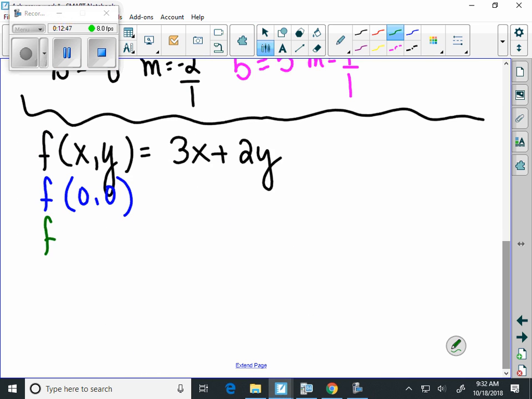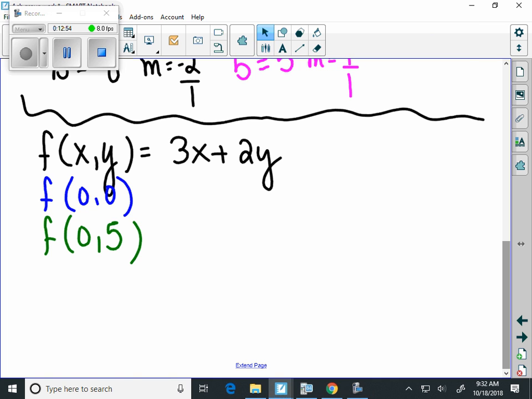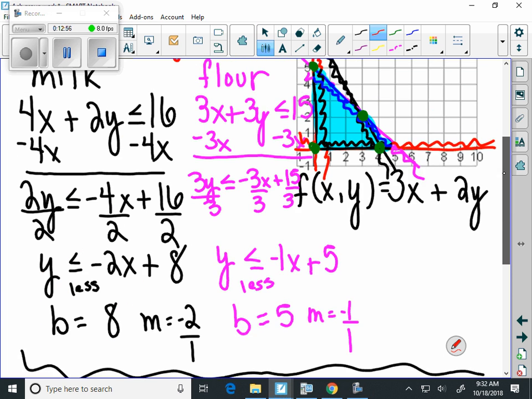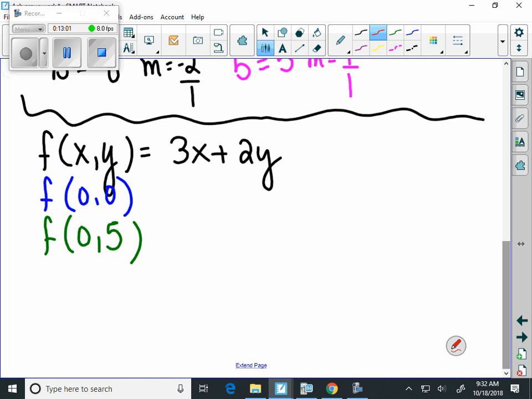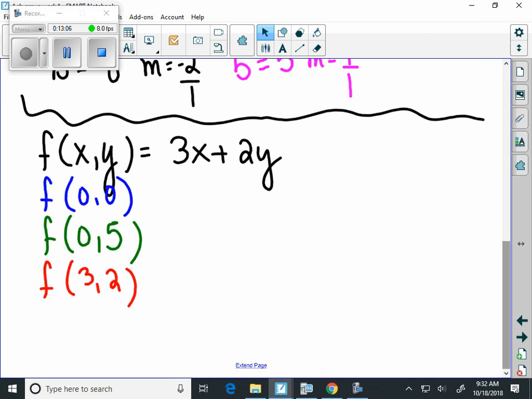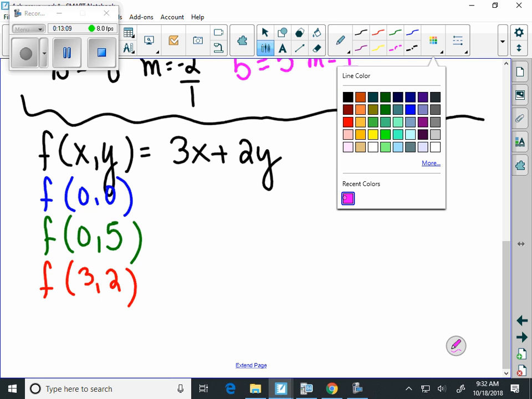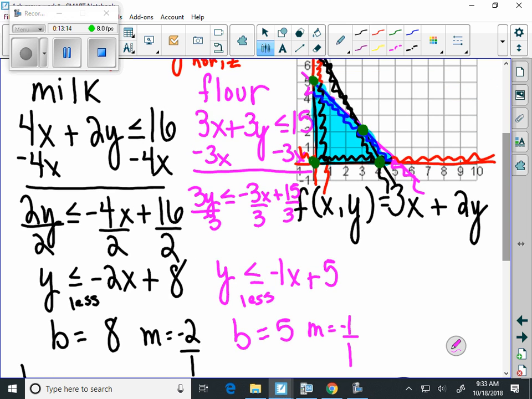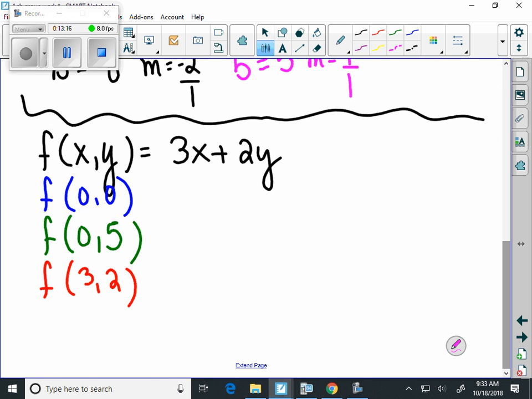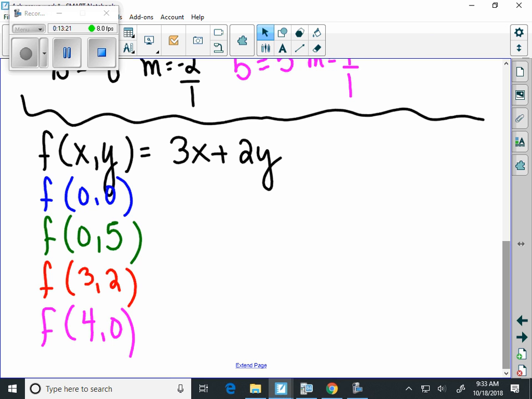Again, you don't have to have the same order of these points, but you need to have all 4 of them. The third point I see is 3, 2. And our fourth point is 4, 0. And now we're going to finish.